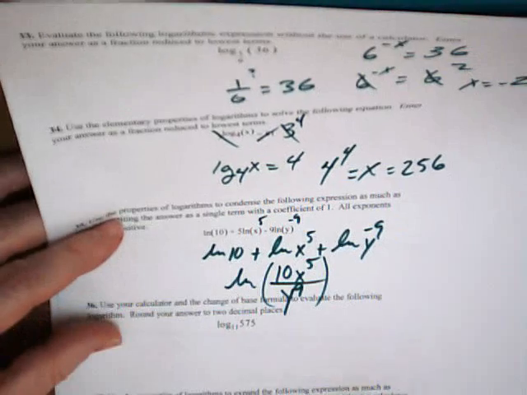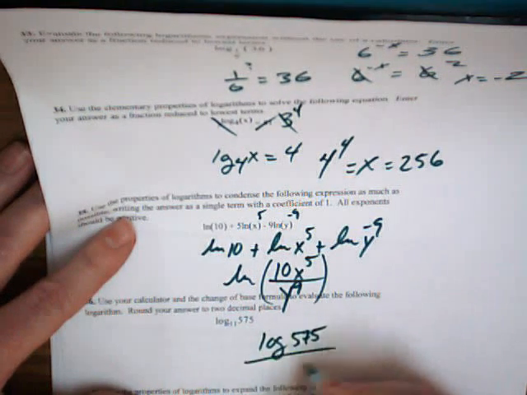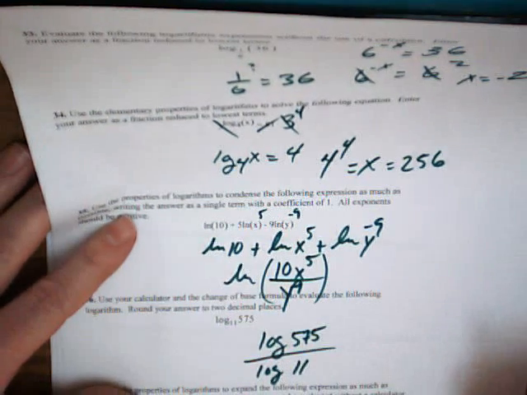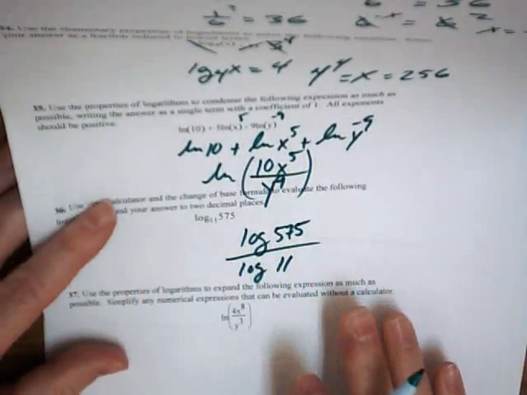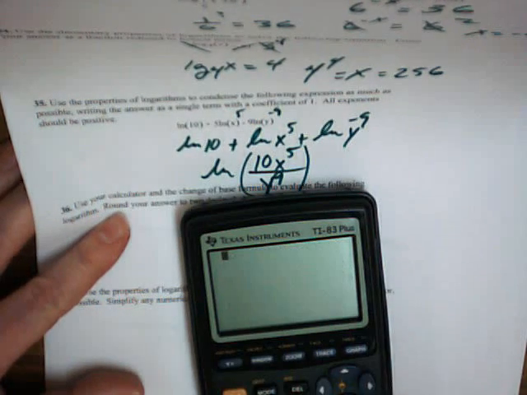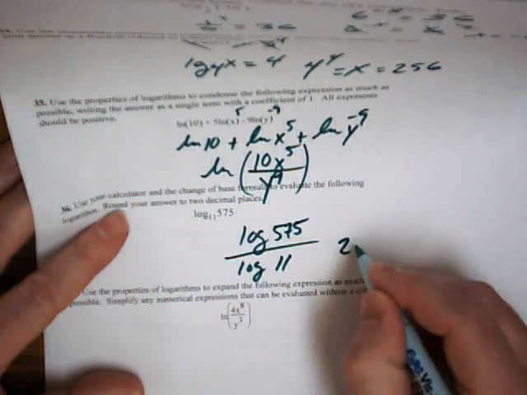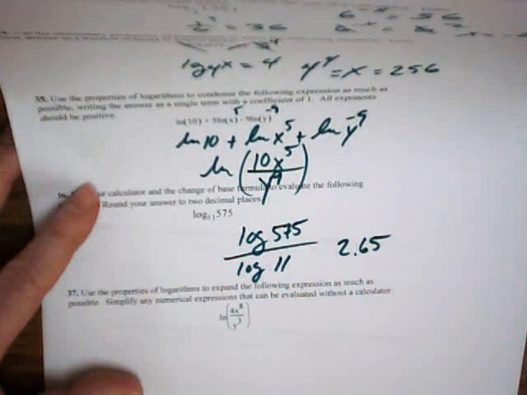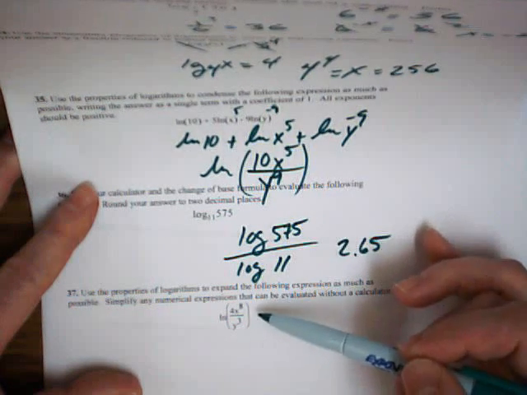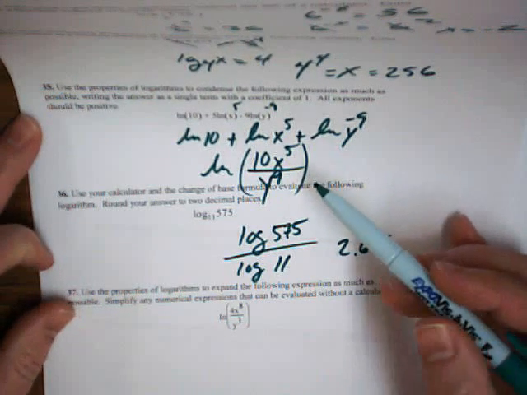On 36, you're going to use your change of base formula. Log 575 divided by log 11. And it works with ln's as well. You just punch it in the calculator, log 575, just like I did this one. .65. And this one is exactly like that one, just in reverse. Number 37 is exactly like 35 in reverse.